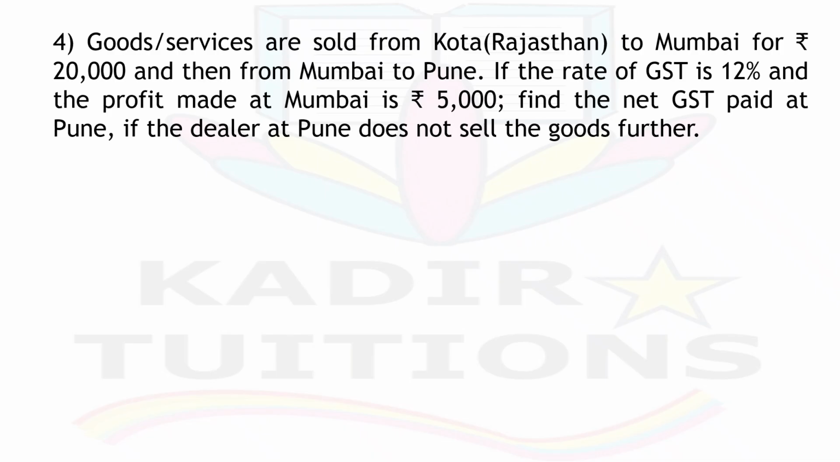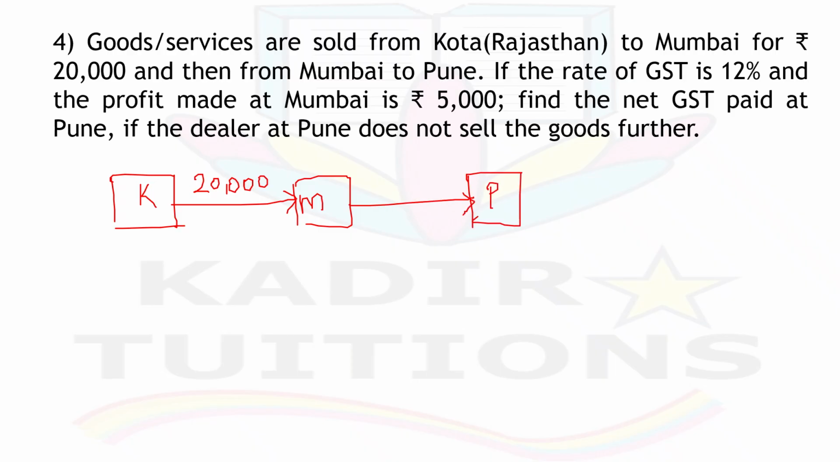Okay, fine. So now from where to where first we will mention? From Kota to Mumbai. So Kota to Mumbai, the goods and services are going to transfer. What is the amount? Here also the same 20,000 only. And then from Mumbai to Pune.